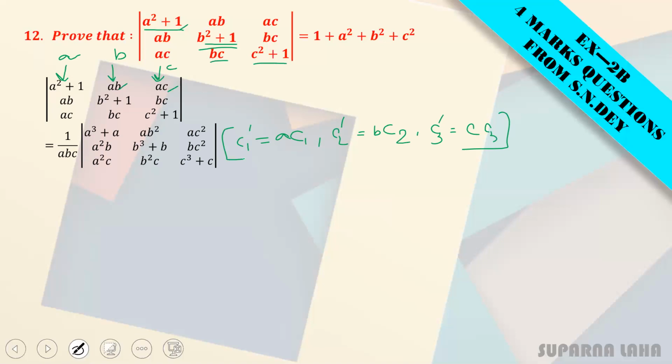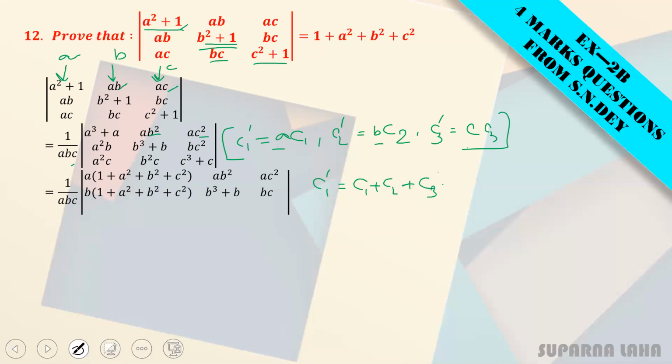Clear? Since I'm multiplying this one, I need to divide this by ABC. So divide the determinant by ABC only. Now add these columns. So C1 dash is given by C1 plus C2 plus C3. Okay, so look at here. You will get these factors: 1 plus B square plus C square plus A square.